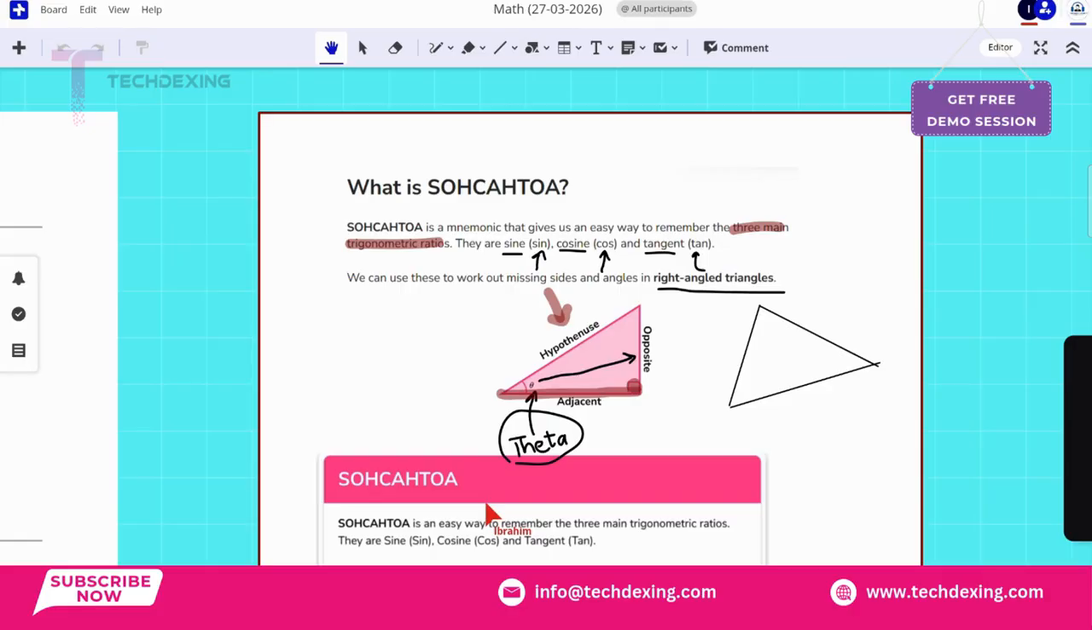So you need to remember the names of these sides. This side is the hypotenuse, the side opposite to this angle is the opposite side, and the side along with this angle is the adjacent. Perfect. Now we're going to use SOHCAHTOA, so you can just move down. Let me just moderate you. Yeah, over here.